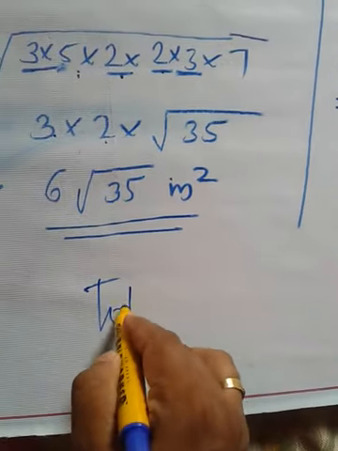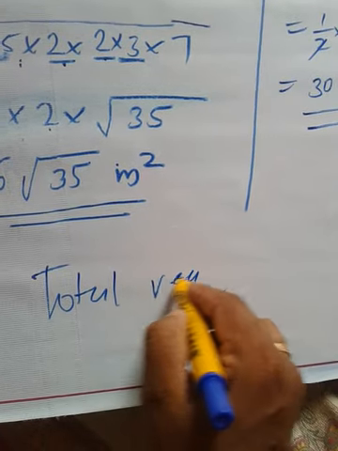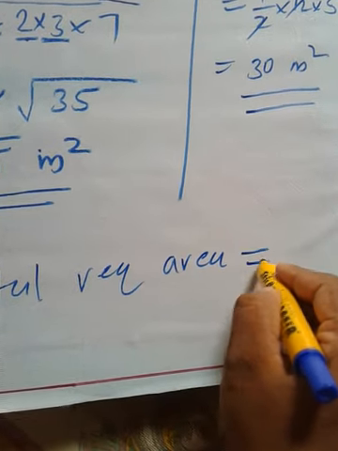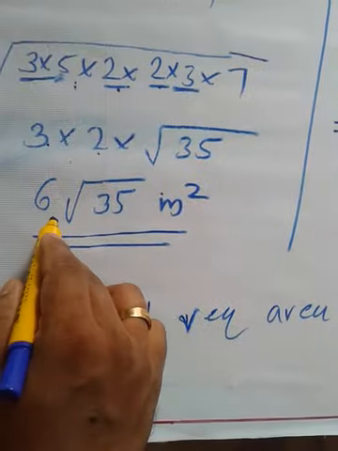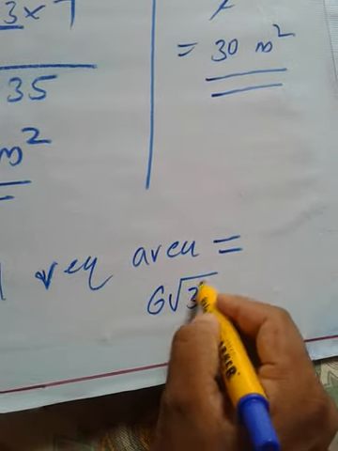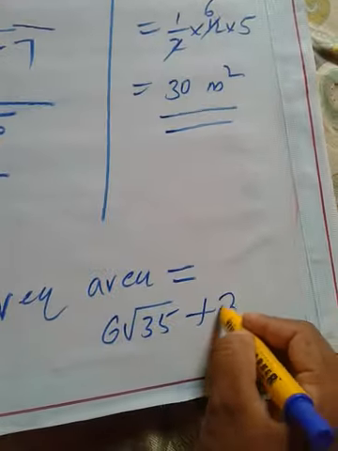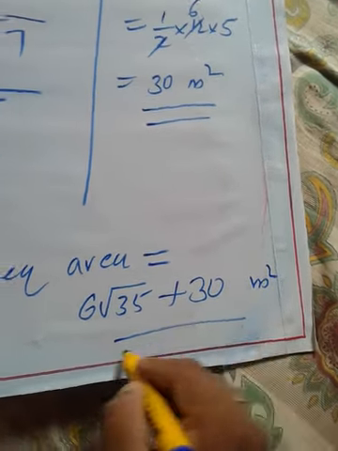So the total required area will be: area of the first triangle is 6 root 35 plus area of the second triangle is 30, that much meter square. This is enough.